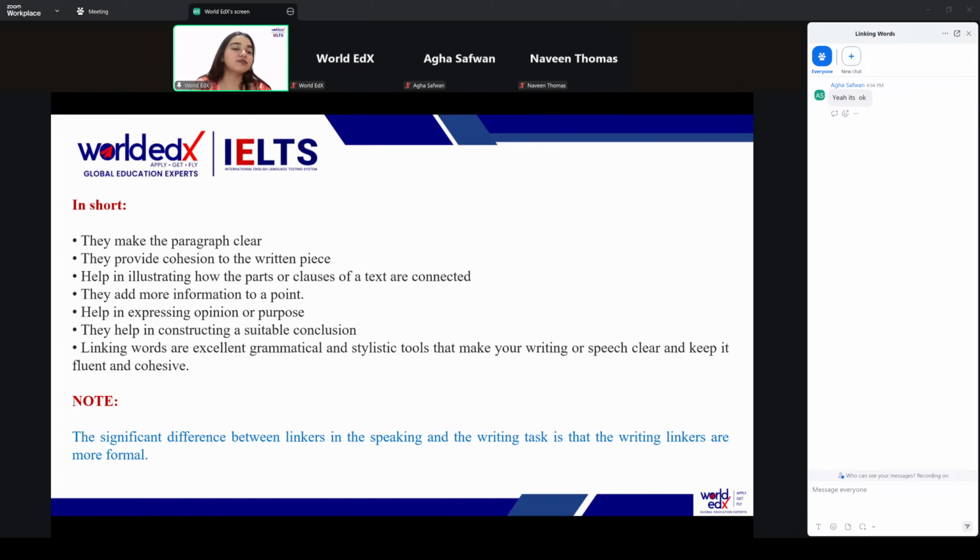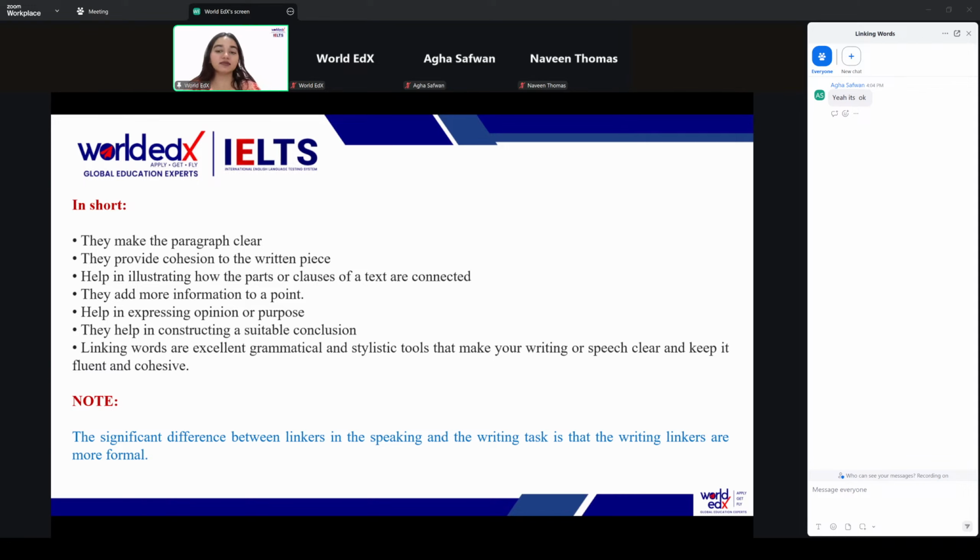The next is it helps you illustrate how the parts or clauses of a text are connected. Of course, when you're trying to connect two sentences, you're going to use furthermore. When you're trying to give a contrast in speaking, you will say having said that. It helps you to express your opinions and purpose on a point. The next is they help you construct a suitable conclusion, because in the writing section we are supposed to use connectors like to conclude, to sum up. Again, this is a connector. Although it's a written connector, there definitely are more connectors for the speaking section as well. And you need to understand what these connectors are in order to better explain yourself.